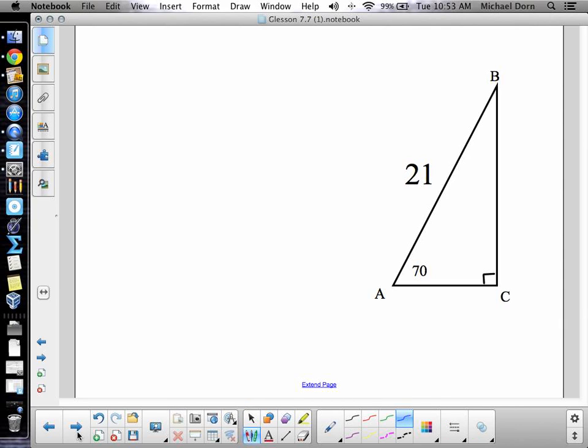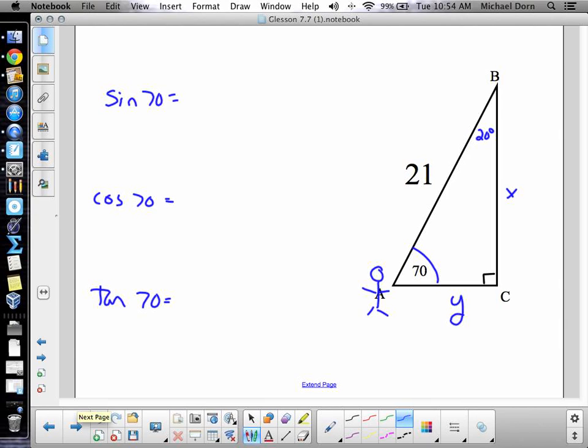How about here? What's going to be easy to find? Angle B, yeah, because I already know two angles. Angle B's got to be what? 20 degrees. So I'll call these other two sides X and Y. Now we're going to use our given angle again to be safe, and we just start setting up our equations. Sine of 70, cosine of 70, and tangent of 70. Not all of them are going to work for us. We'll pick the ones that do once they're set up.